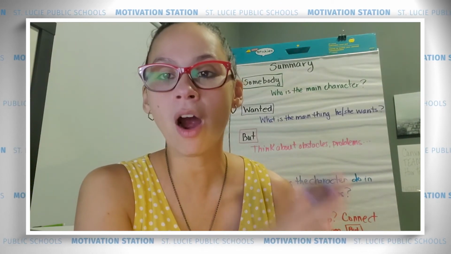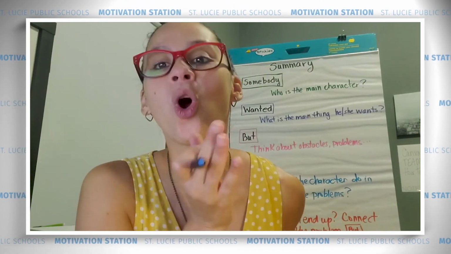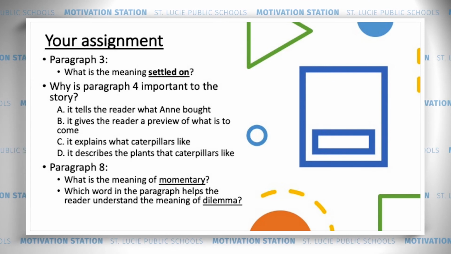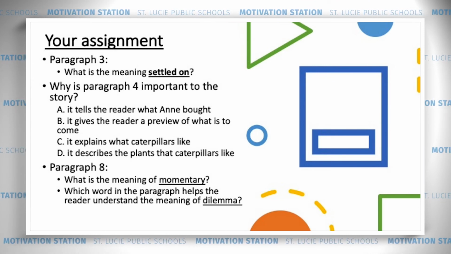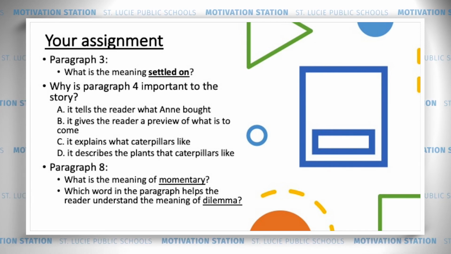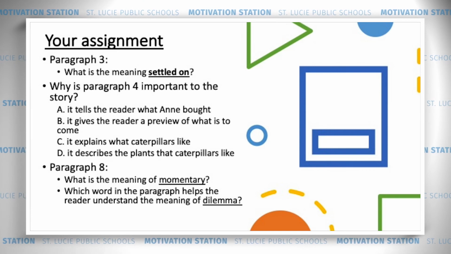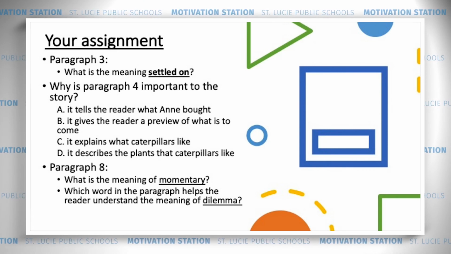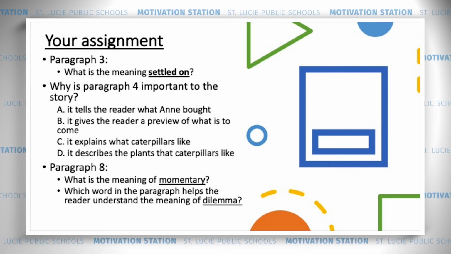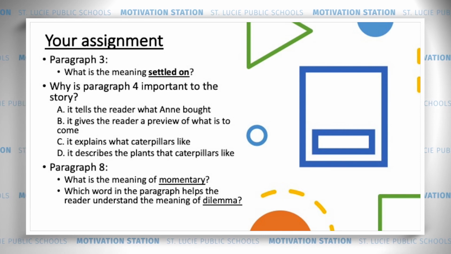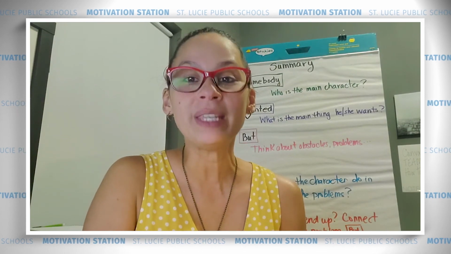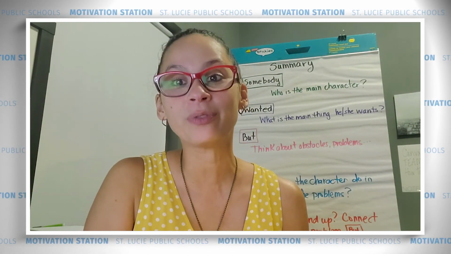So what is your homework for today to be able to get a grade with your teacher? You have to tell her the meaning of the phrase settle on. You have to tell her the meaning of the word momentary. You have to tell her what helped you find the meaning of the word dilemma. And then you have to tell her why paragraph 4 is important to the story. Those are the four things that you need to do to be able to get a grade for today's lesson.